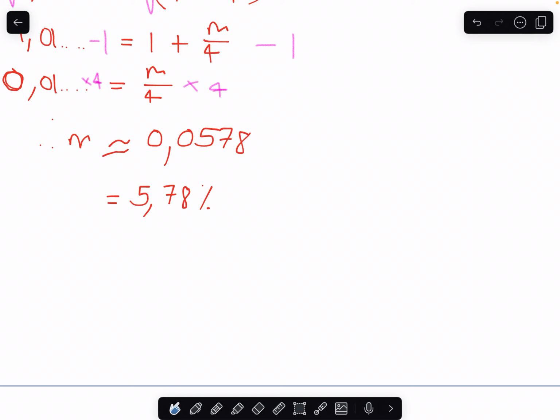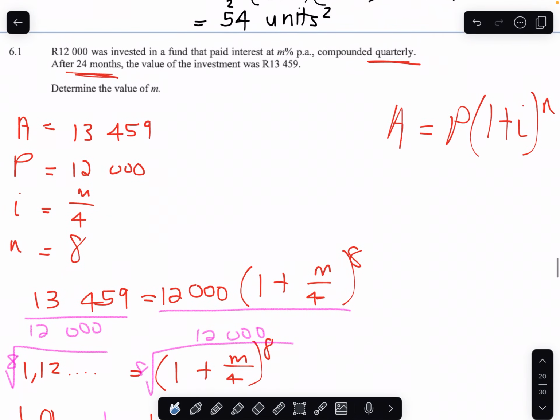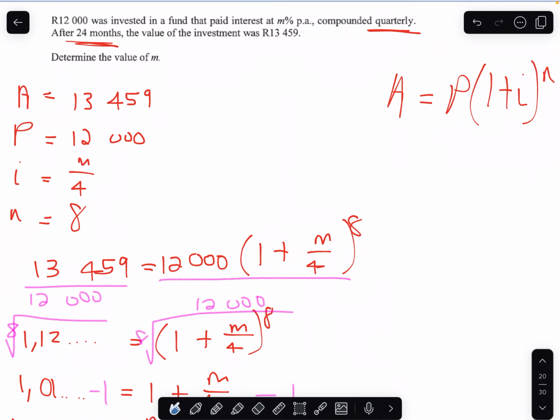Let's see if the memo agrees. 6.1. Yes, we agree on 5.78. Yeah, okay. Nothing too unusual in how they worked it out. Well, not unusual, but nothing different to this approach. So the key thing with these equations is just being able to reverse operations, right?